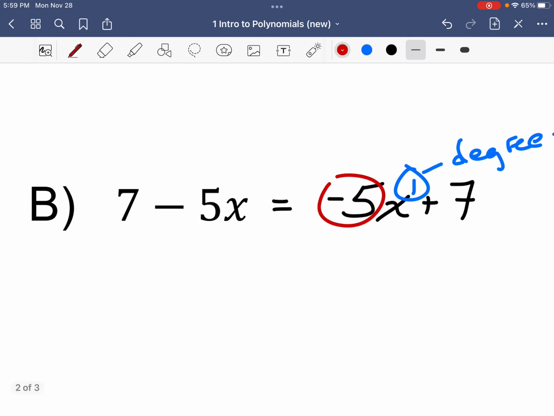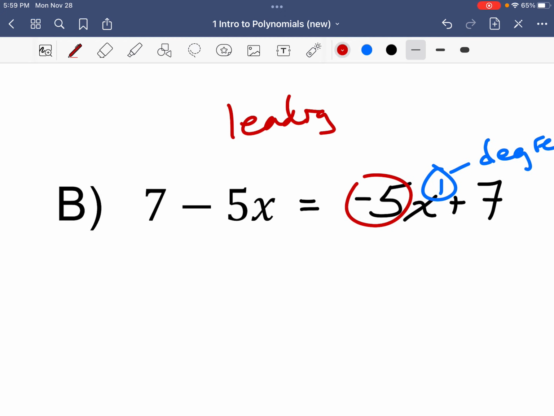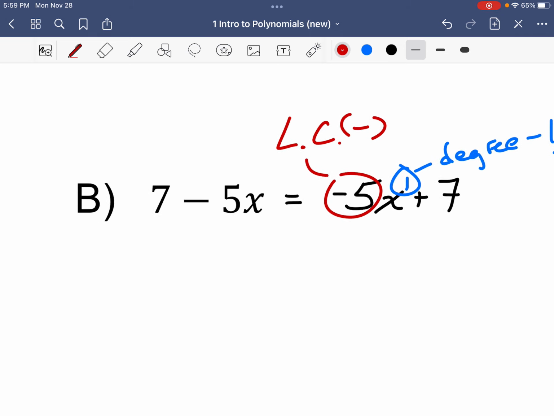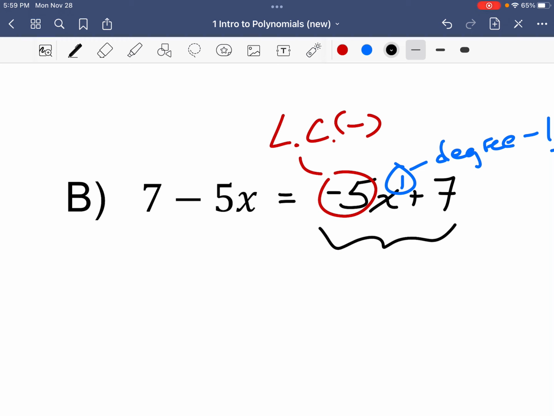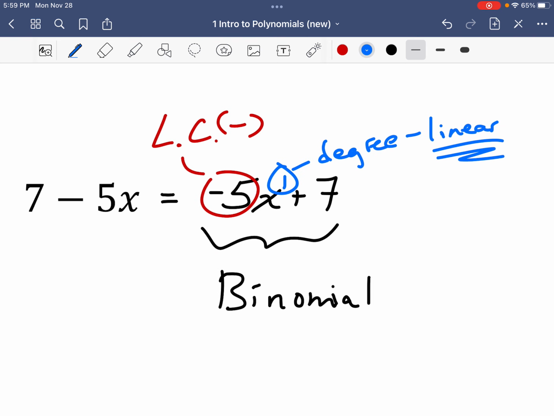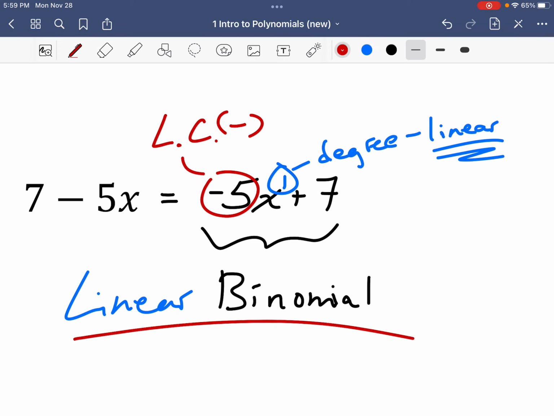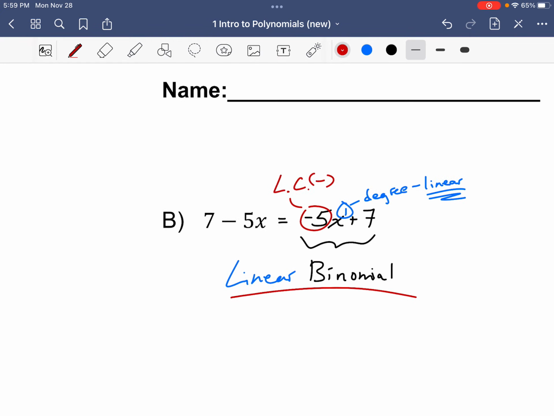Remember that leading coefficient? Yeah, the leading coefficient, sometimes just abbreviated LC, is going to be -5. Emphasis on the fact that it's negative. And finally, there's only 2 terms here. What do we call a polynomial that has 2 terms? That's right, we call it a binomial. Another word that you've heard before. And we like to take the word linear and stick that in front of this, and thereby say that we have what's known as a linear binomial. A linear binomial. It just means it has 2 terms, and the highest exponent is 1.